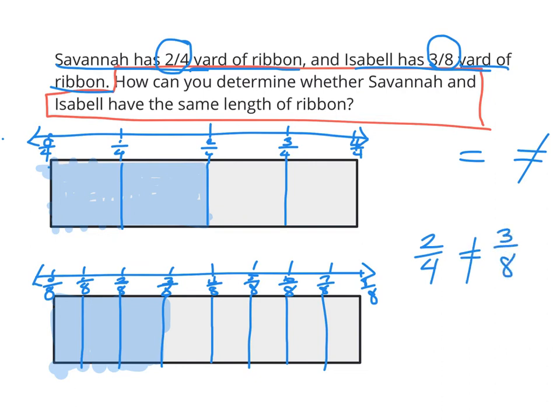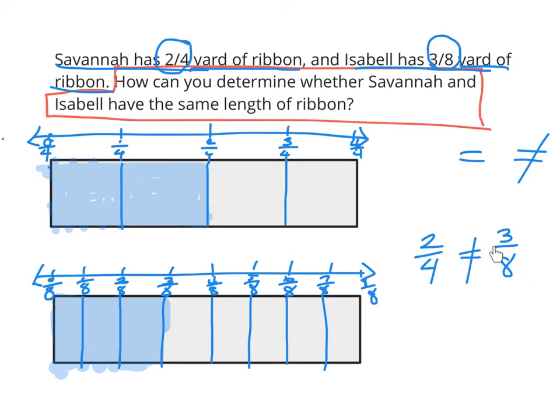But let's say that we just wanted to look at the numerators and the denominators. How can we tell that 2/4 and 3/8 are not equivalent? Pause this video and turn and talk to your partner. Okay, so how can you tell 2/4 and 3/8 are not equivalent using the numerators and the denominators?